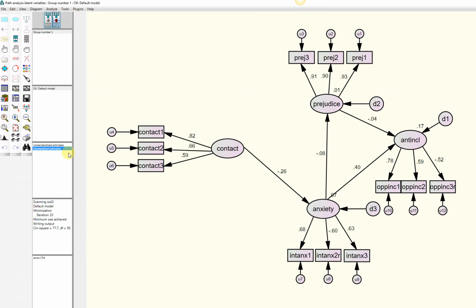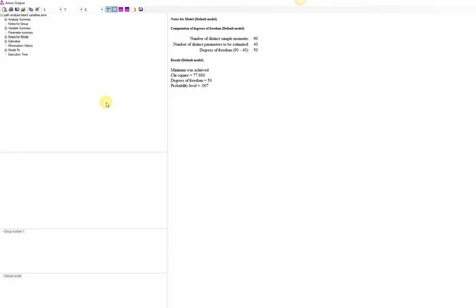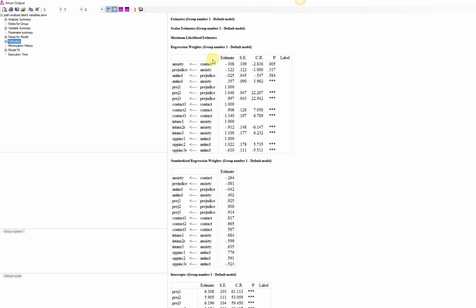At any rate, I can click on this little box right here to get my output, and you can see under estimates, in this portion right here, we've got the predicted relationships among my latent variables. So I have contact going to anxiety. This is the unstandardized regression weight, or unstandardized path coefficient. You can see that that was statistically significant.